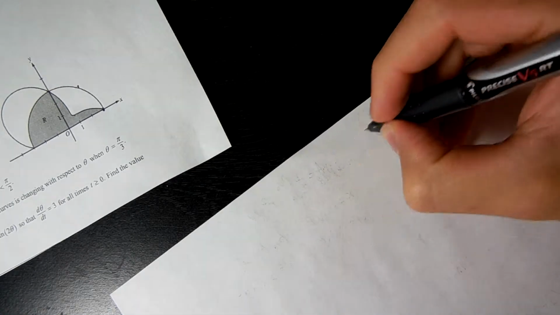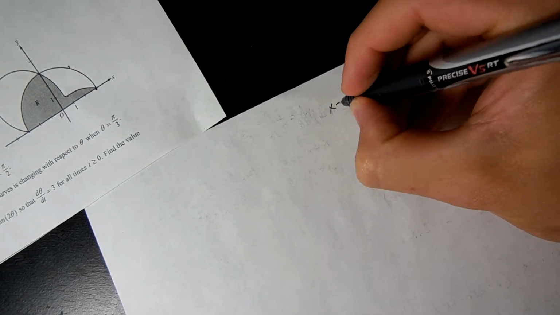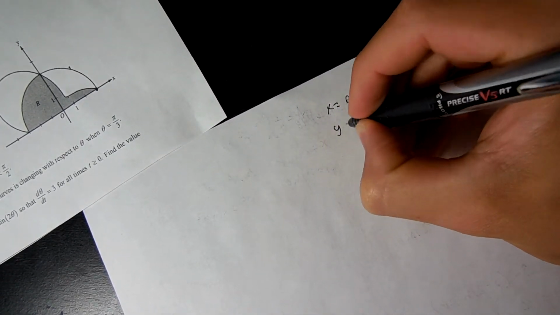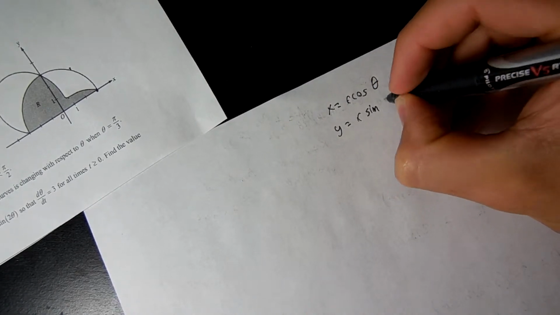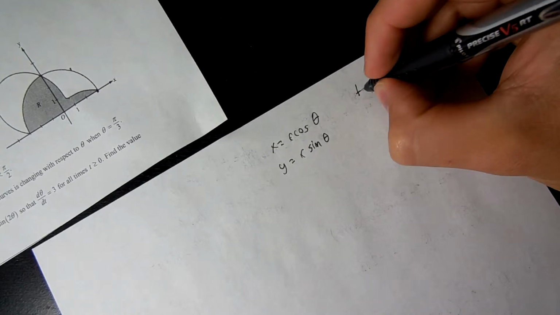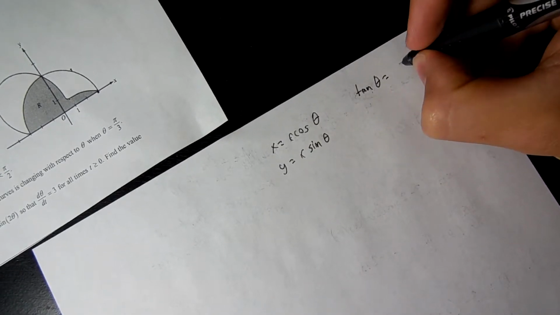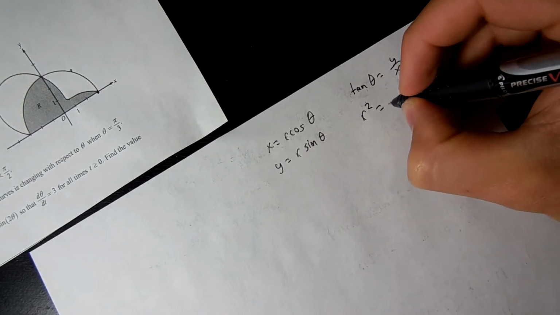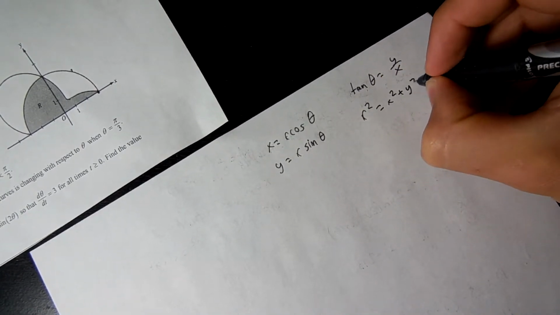For this FRQ, you will need to know some key fundamentals, such as polar equations and graphs. So for polar equations, you need to know x equals r cosine theta, y equals r sine theta, the tangent of theta equals y over x. Also, r squared equals x squared plus y squared.